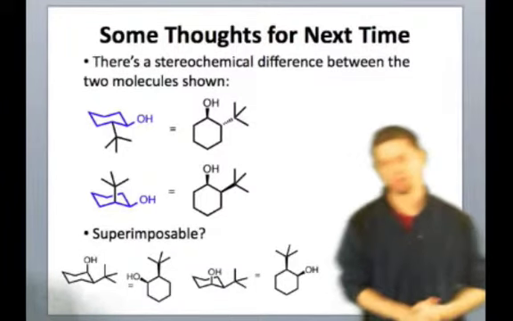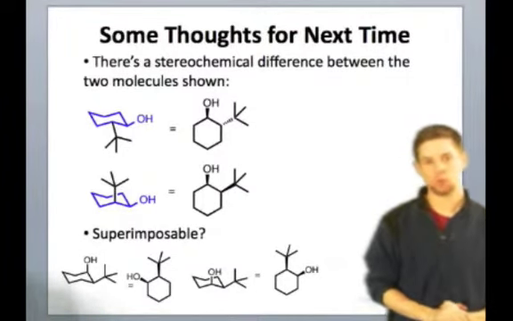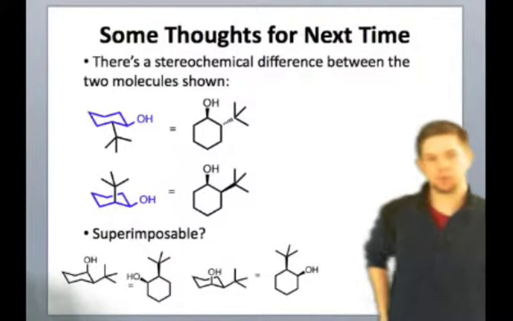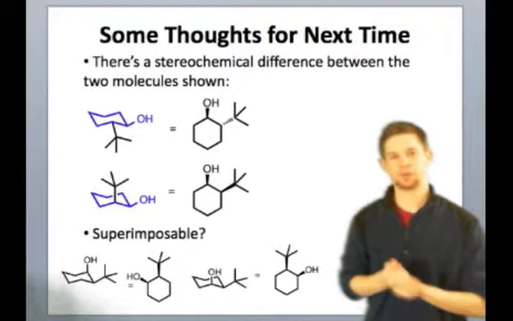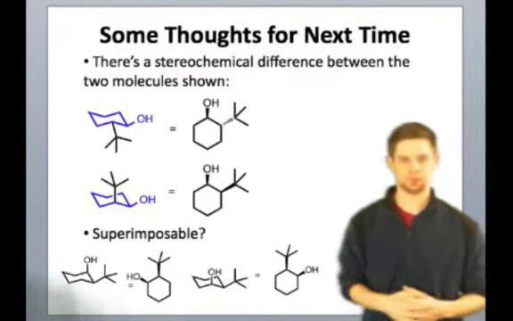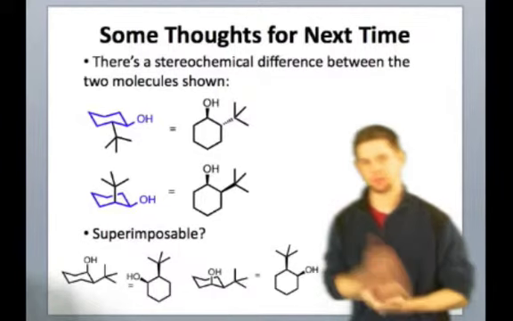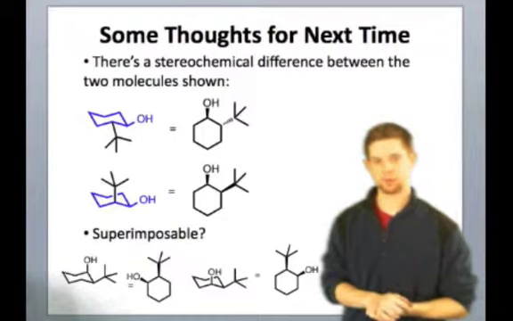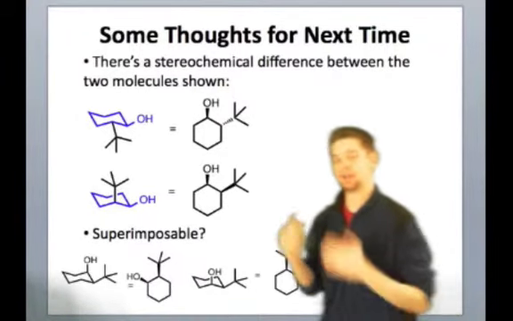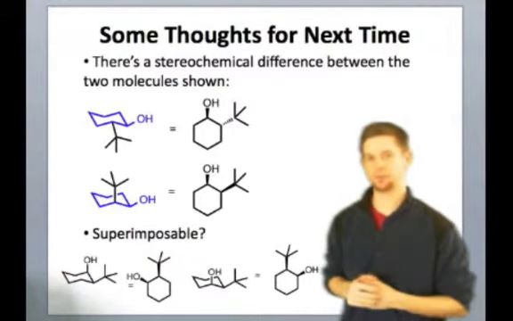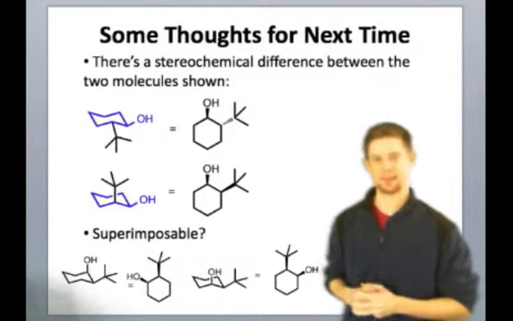All right, so the last thing I wanted to do was talk about a couple of things to think about for next time. We've seen this interesting difference between axial and equatorial substituents in terms of energy so far. We've seen that axial substituents are often more unstable than equatorial substituents, and we've seen how that influences the conformational dynamics of polysubstituted cyclohexanes just on the last slide.